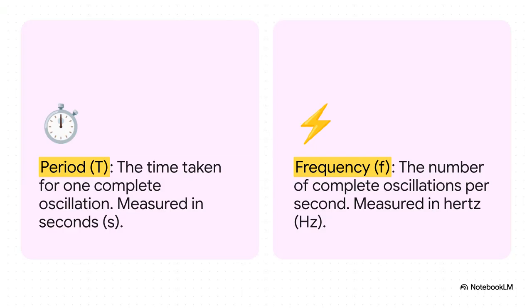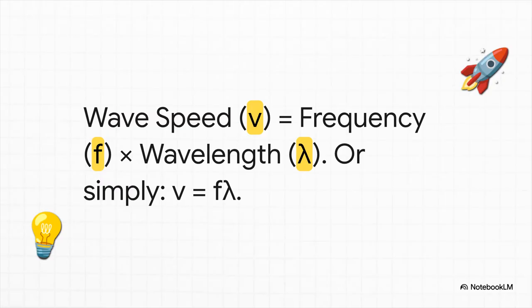So first, we need two more related ideas, which we can actually get from our displacement time graph. The period, with a capital T, is just the time it takes for one complete wave to pass you by. And the frequency, little f, is how many complete waves pass by every single second. And as you can see, they are just inverses of each other. And this brings us to the master formula. Wave speed equals frequency times wavelength.